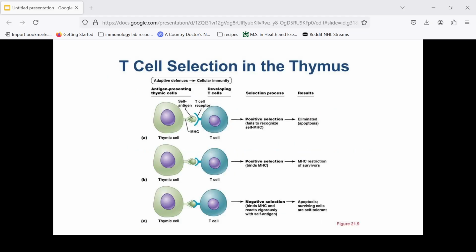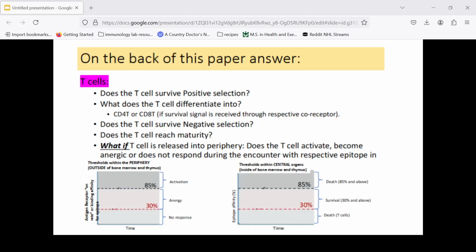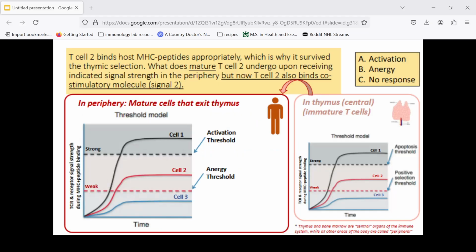Let me see if we have any practice questions in here. Okay, actually, first of all, does that make sense? Do we have any questions about this?